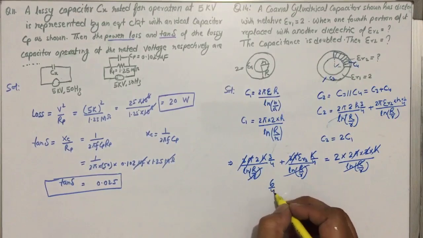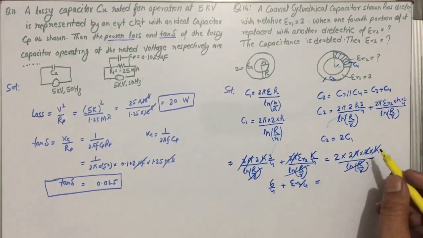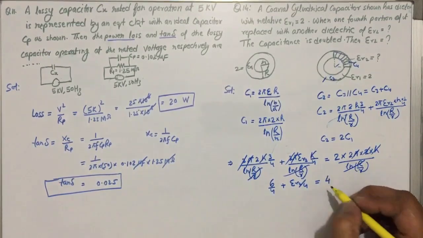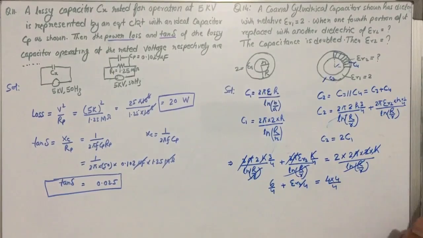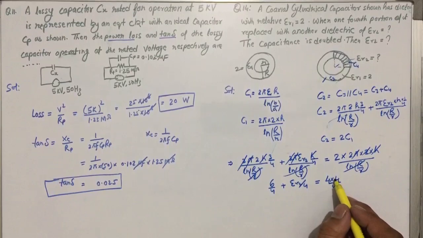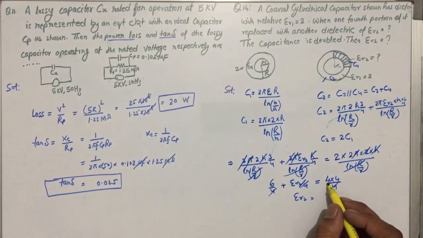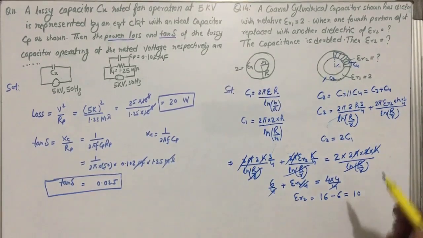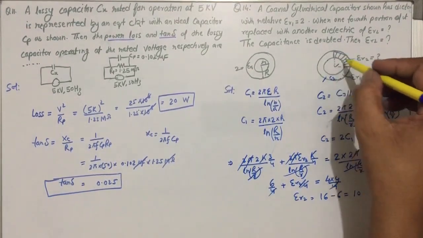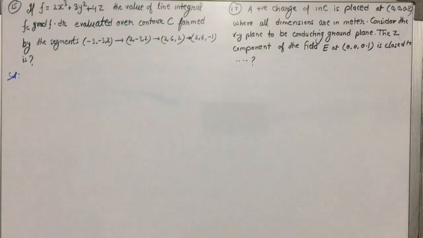6 by 4 plus epsilon R2 by 4 is equal to 4. Okay, to simplify this, we can write 16 by 4, the 4 will cancel out, epsilon R2 equals 16 minus 6, which gives us 10. If it is there in the option, then the permittivity of this material should be 10, so that the capacitance of this combination should be double of this.